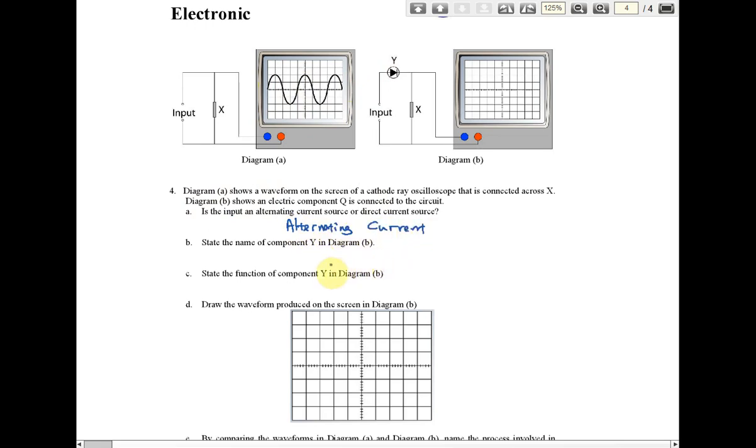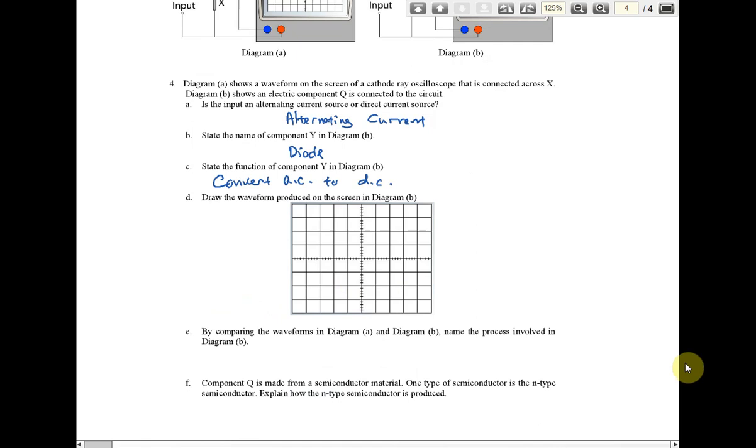B, state the name of component Y in diagram B. So what is component Y? Component Y is a diode. And what is the function of a diode? It converts alternating current to direct current. So that is the function of a diode, to convert alternating current to direct current. In rectification, it can act as a rectifier.